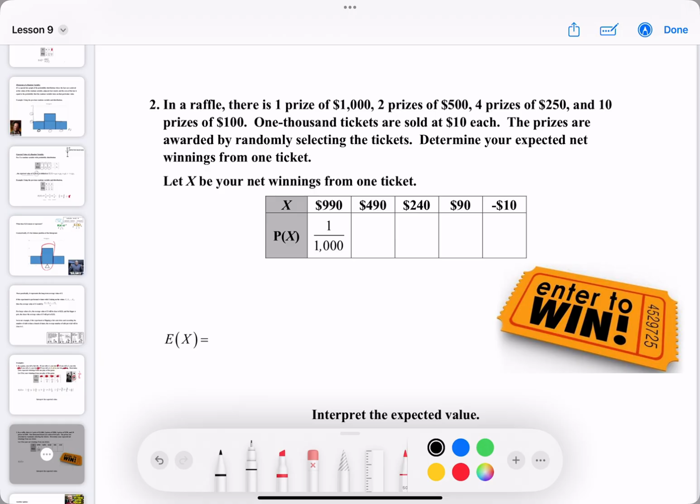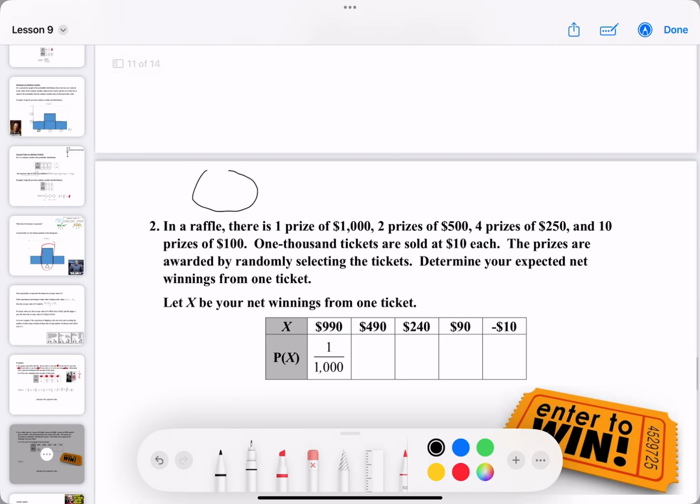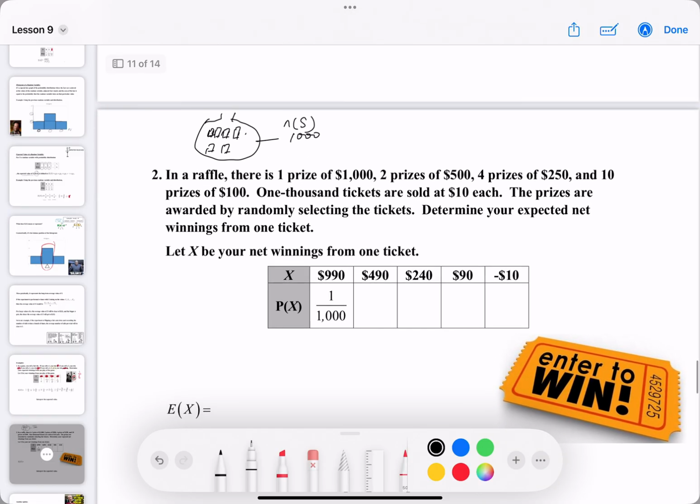So let me ask you, how many outcomes are in the sample space? I'm asking you, how many raffle tickets are there? For example, I have a big jar, and in this jar I have so many raffle tickets. So how many raffle tickets do we have in this sample space? We have 1,000. So n(S) is 1,000.